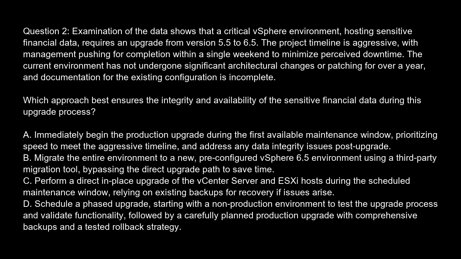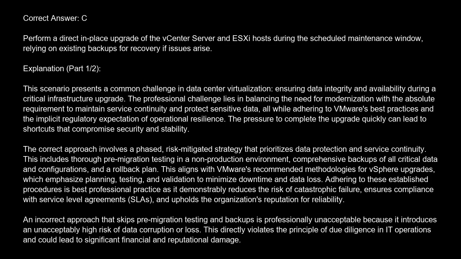Option D. Schedule a phased upgrade, starting with a non-production environment to test the upgrade process and validate functionality, followed by a carefully planned production upgrade with comprehensive backups and a tested rollback strategy. The correct answer is C. Perform a direct in-place upgrade of the vCenter server and ESXi hosts during the scheduled maintenance window, relying on existing backups for recovery if issues arise.